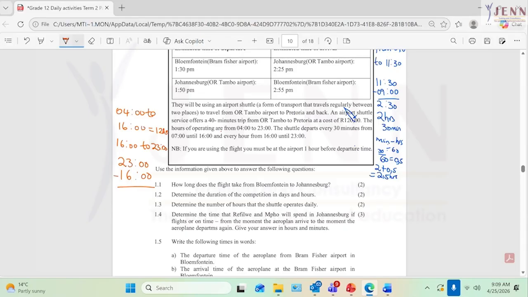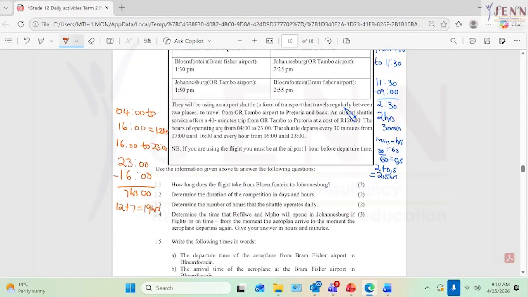23 minus 16 is equal to 7 hours. So remember, still it is not time, it is duration. So it's going to be 12 full hours plus 7 full hours, which will give us 19 hours.